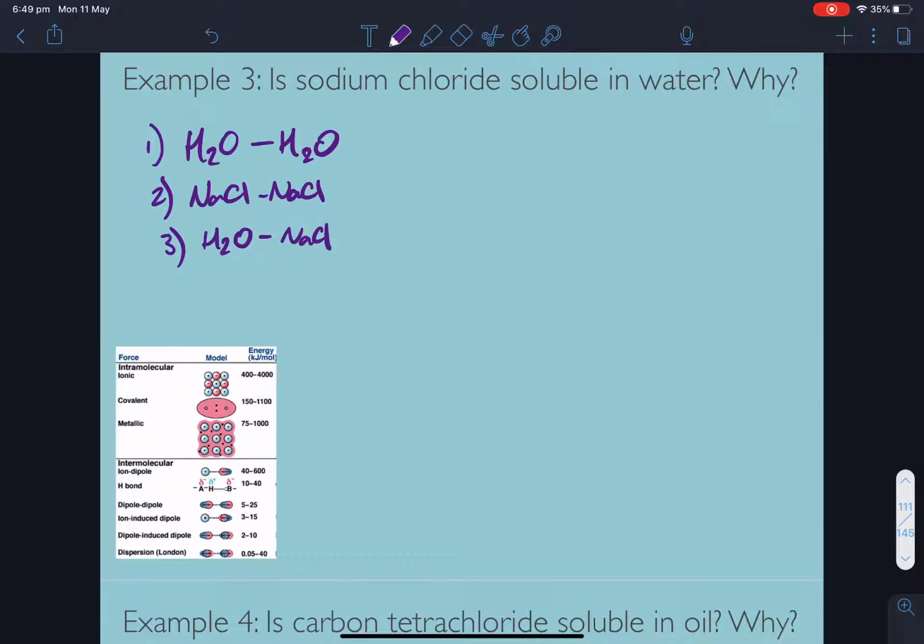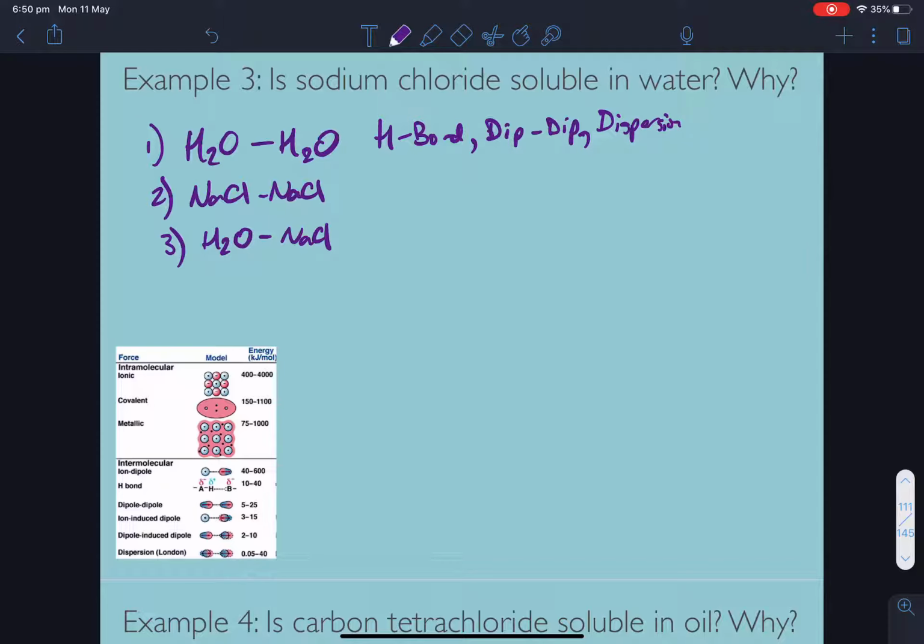Okay. First one, we've been doing heaps of: water to water is dipole-dipole interaction and hydrogen bonding. So we've done that plenty. H bond, dipole-dipole, and of course dispersion. So really strong to the very weak. So overall, very strong attraction between water to water.